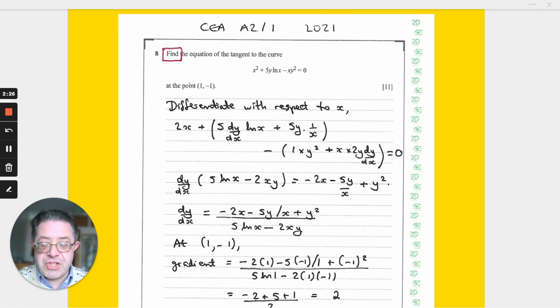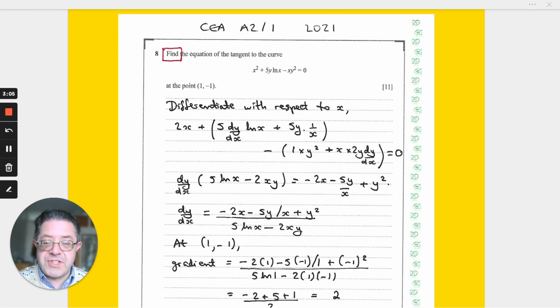5y ln x, we're going to use the product rule. So for the 5y, that differentiates to 5 dy/dx. ln x stays as it is. Then the 5y stays as it is, and we differentiate ln x to get 1 over x. For the minus xy squared, once again, product rule. Differentiate the x, we get 1 times y squared. Differentiate the y squared, we get x times 2y dy/dx. And on the right hand side, 0 differentiates to 0.